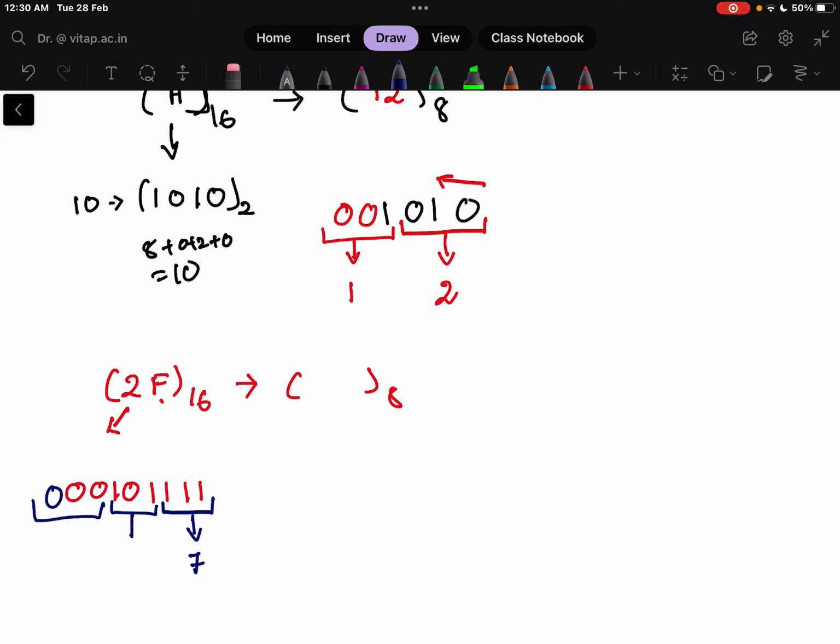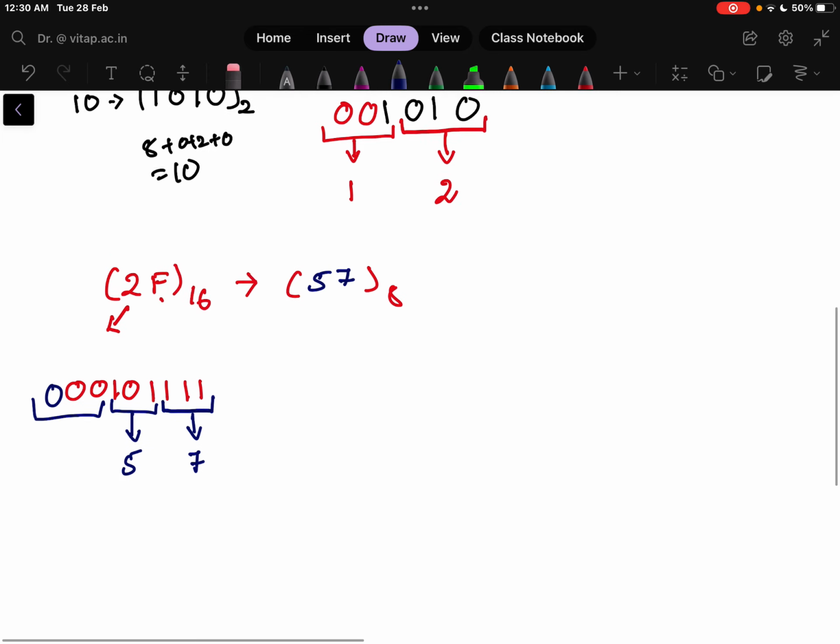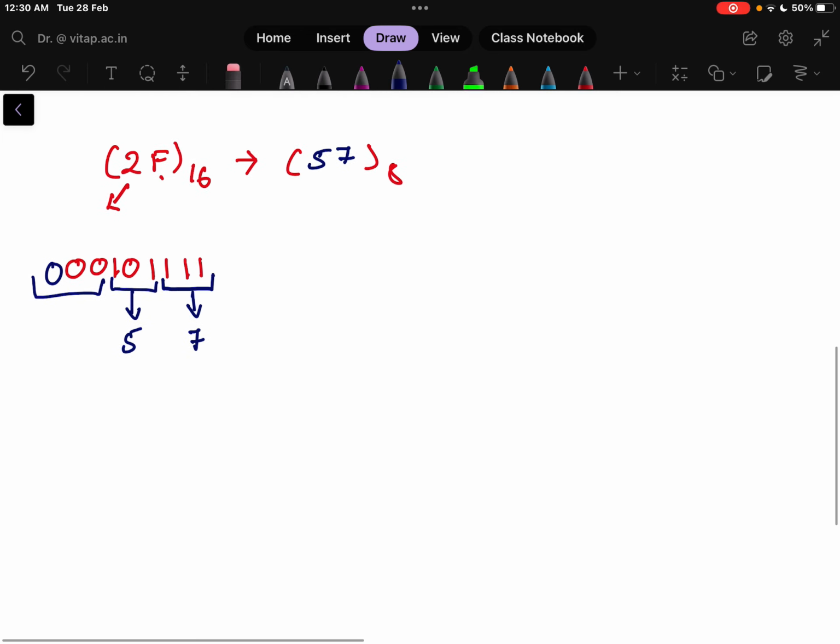What is this 101? I know this 101 is 5 here. Okay, so here the final answer will be 57 with base 8. So this is the octal equivalent of this number. Now let us take another example.